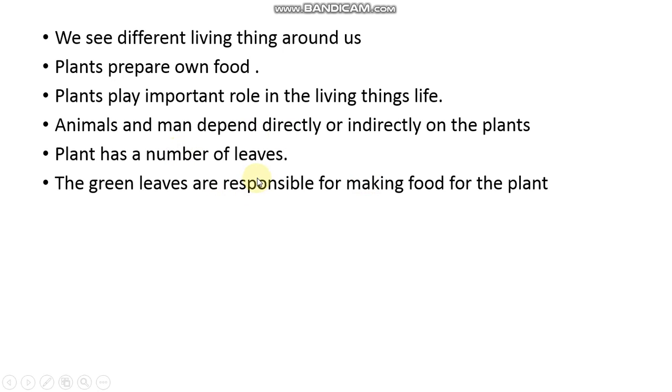Plants have a number of leaves. Why I am specifying the leaf means the leaf is the manufacturer of the food. Okay, leaf is the main thing to prepare the food. The green leaves are responsible for making the food for the plants. So green leaf is the main responsible. Under this chapter, we are considering now the parts of the leaf.